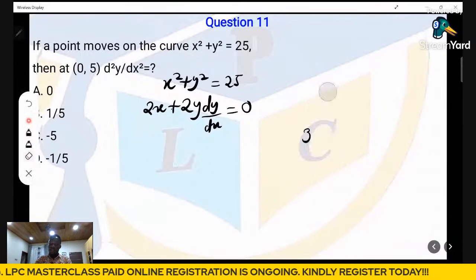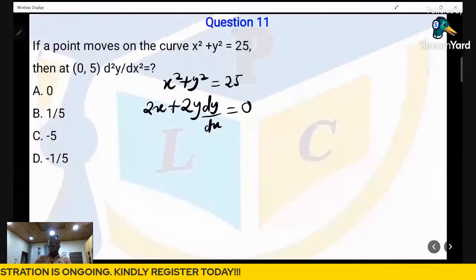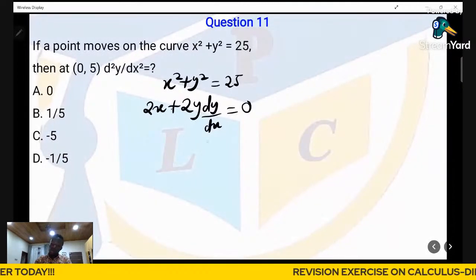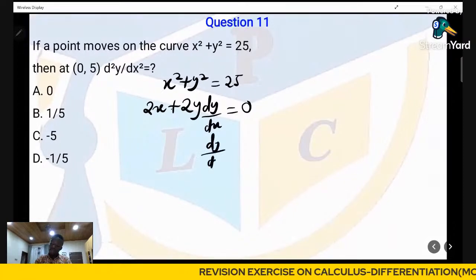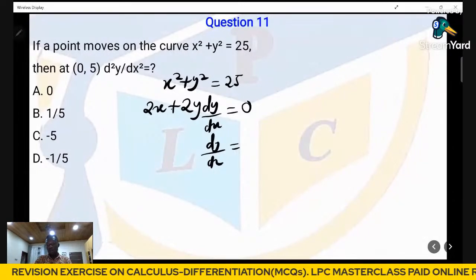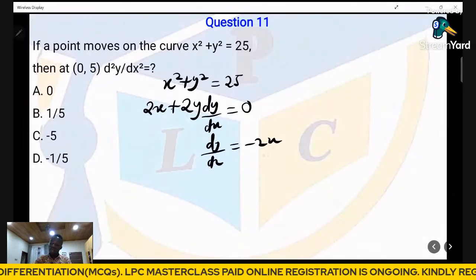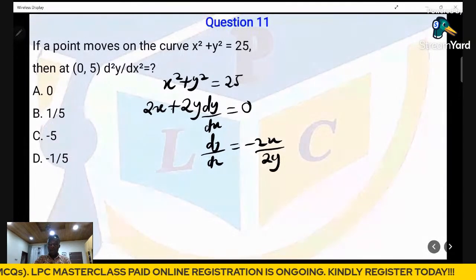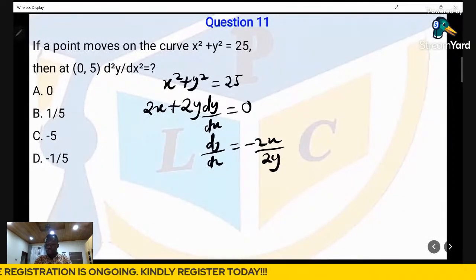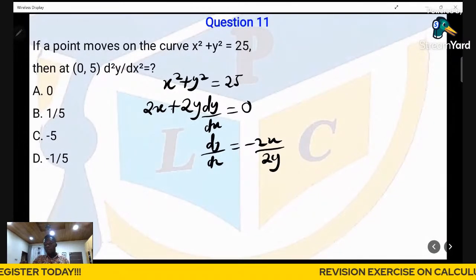So therefore, let's continue from here. That's going to 0. So we can therefore make dy over dx the subject. We say that dy over dx should be equal to, so here is positive 2x. When it joins the 0, it becomes negative 2x. And then I will divide both sides by 2y. So I first of all ensure that the 2x will join the 0, and that becomes negative 2x, and I divide both sides by 2y.